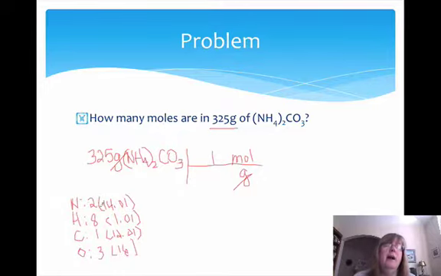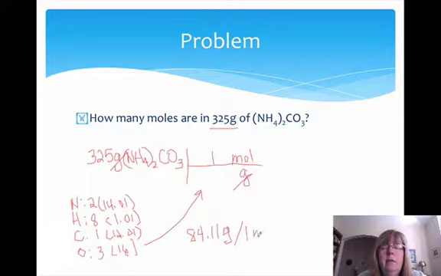All right, so it's going to be 2 times 14.01 plus 8 times 1.01 plus 1 times 12.01 plus 3 times 16 to get the molar mass. And then that number is going to go in here. I have not calculated this yet, so I'll go ahead and do that right now. It's 84.11 grams in a mole. So the molar mass is 84.11. That's how many grams are in 1 mole.